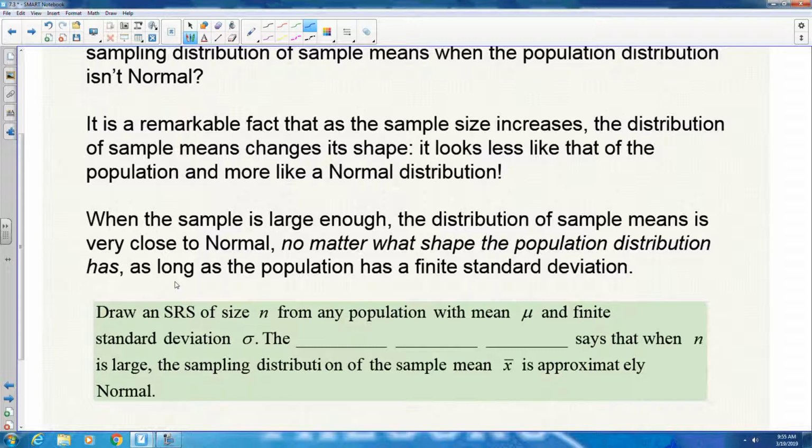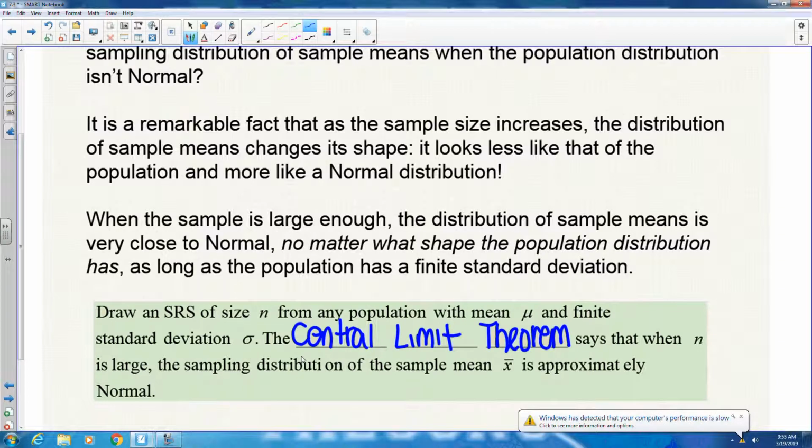So the central limit theorem says when we get a larger size n of our samples, then the sampling distribution for x bar is approximately normal. So even if we know that the population distribution is skewed, as long as we start with a large enough sample, then the sampling distribution is going to be normal, and we can use normal calculations on it.